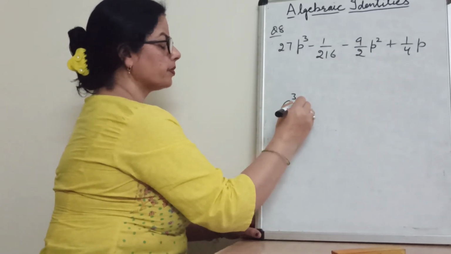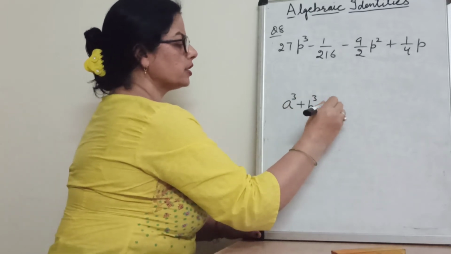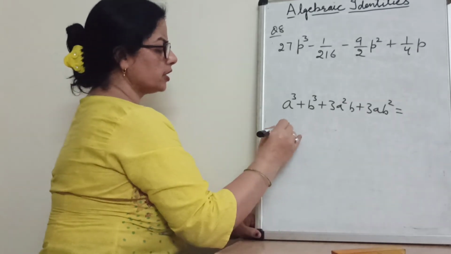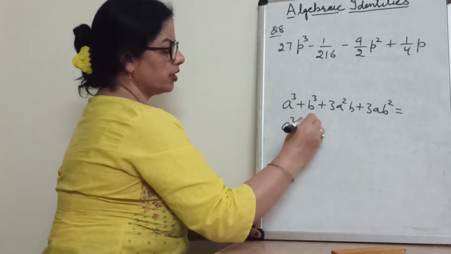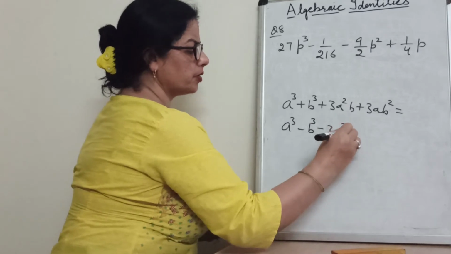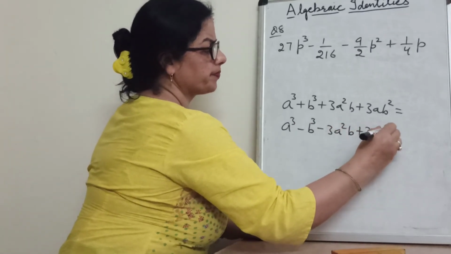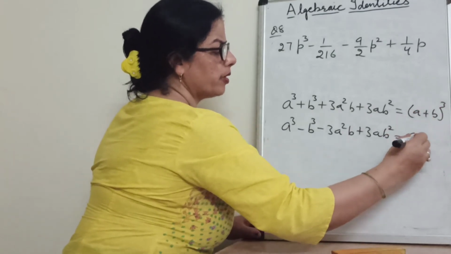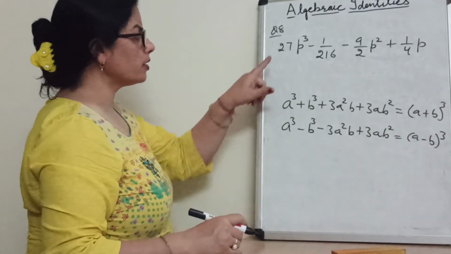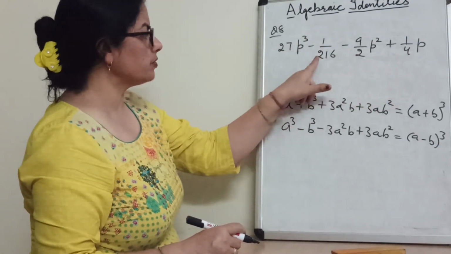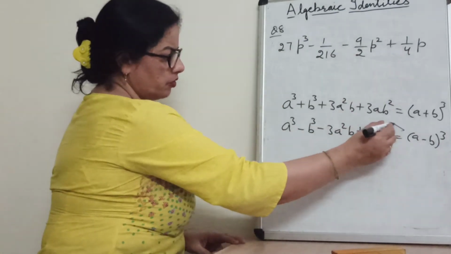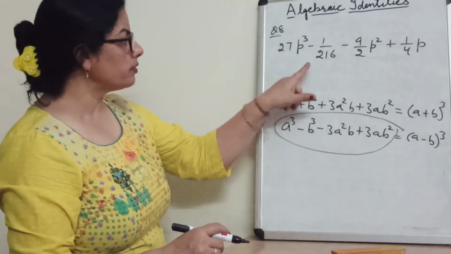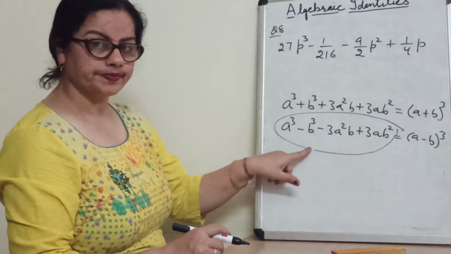A cube plus b cube plus 3a square b plus 3ab square, and either this form or this form, four terms are there. A cube minus b cube minus 3a square b plus 3ab square. This is equal to a plus b whole cube. This is equal to a minus b whole cube. Now here first and last term is positive, these two terms are negative. Means we will try to see whether our question is in this form or not.